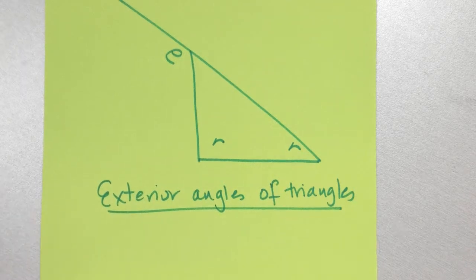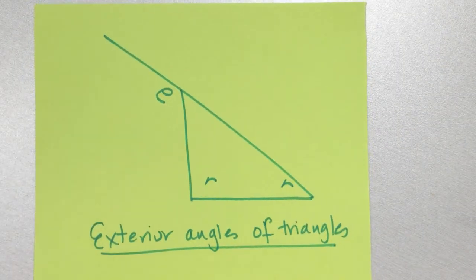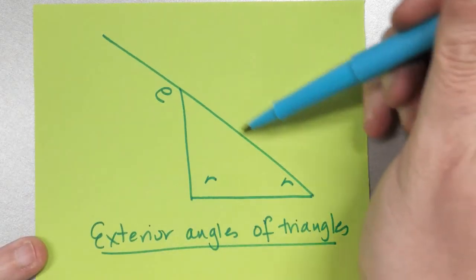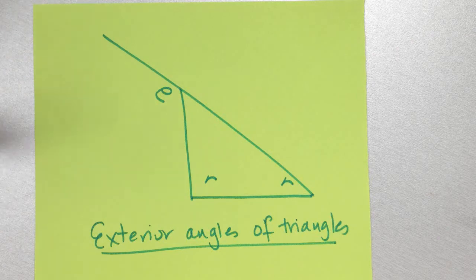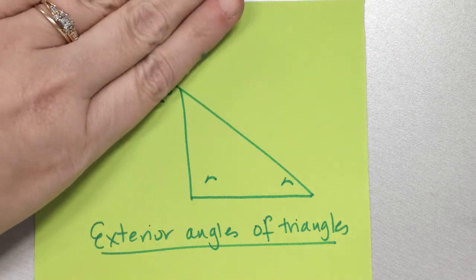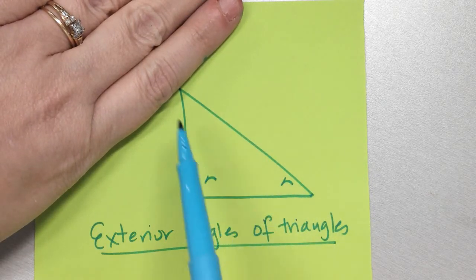All right, so now we're talking about exterior angles of triangles. What that means is, it doesn't mean all the exterior angles. It means we have a triangle and one of the sides is extended. Previously we talked about triangles and they looked like this, right? All we saw was the triangle and we had the angles inside.